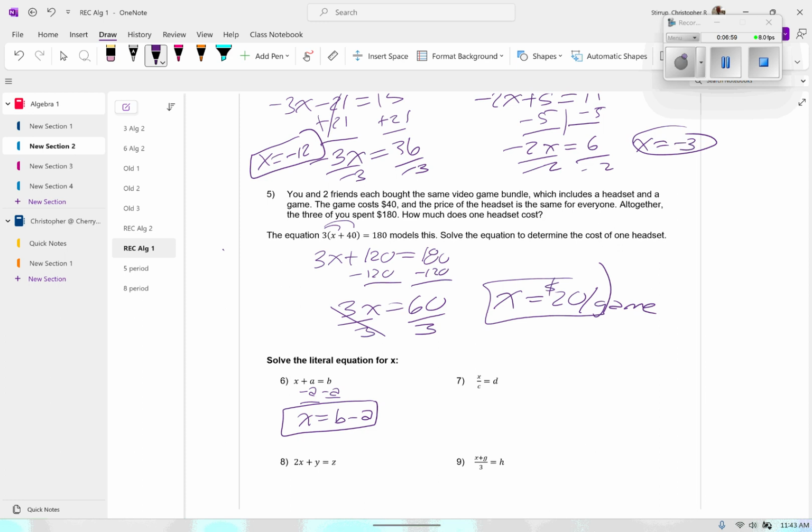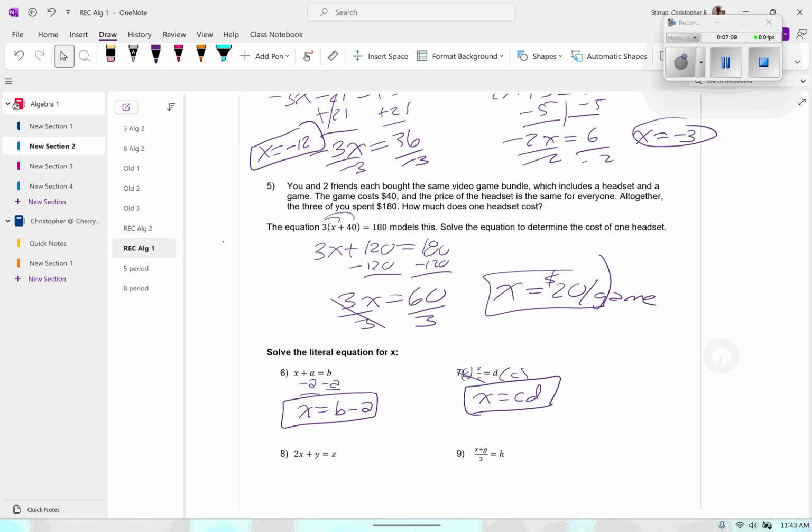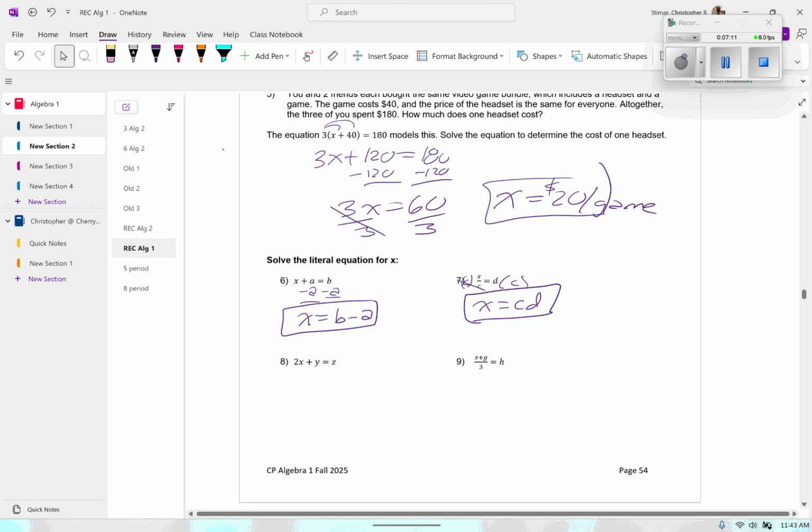On this one, I want to get x by itself, so it's x divided by c. Multiply both sides by c, those cancel. X equals cd, or c times d. This one. We'll subtract y from both sides, those cancel.